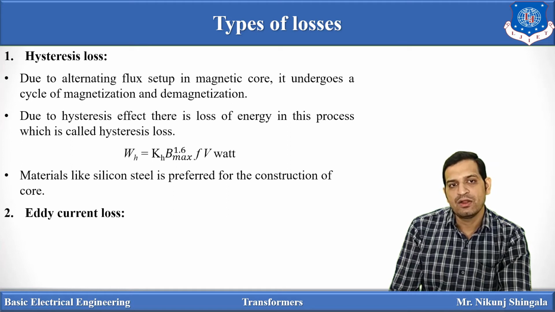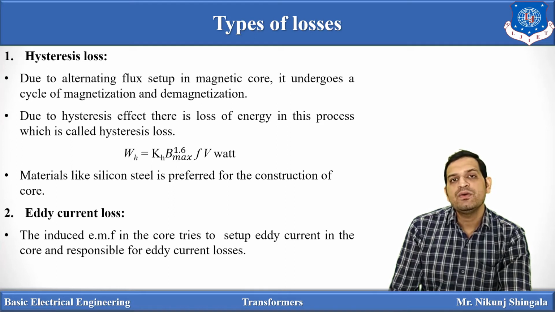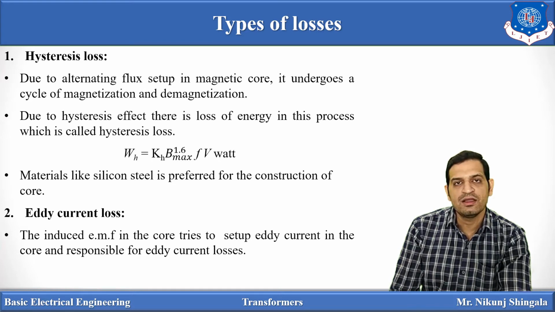Next one is the eddy current loss. As we apply the alternating current, EMF gets induced in the coil. Because of the induced EMF, the core tries to set up some current which is known as the eddy current, that flows on the surface of the core. Circulating currents are generated on the surface of the core. Those currents are known as eddy currents, and because of the eddy current, I square R losses take place in the core, and that is nothing but the eddy current loss.